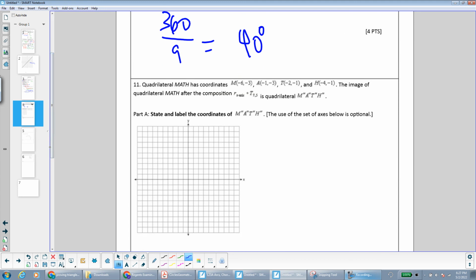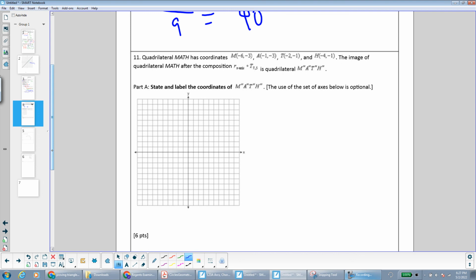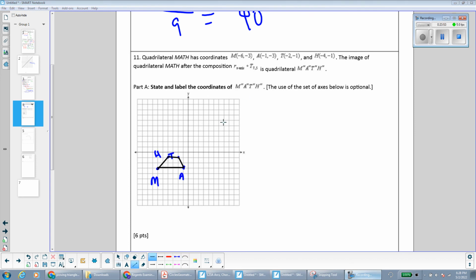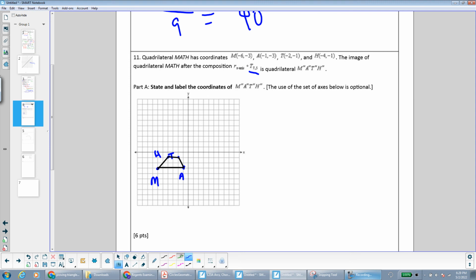Okay. For the next one, we need to translate each of the points and then reflect them. So I'm just going to do it graphically. So let me pause the video so I can graph them. So first we're going to be translating, because remember, what comes first goes first when we're talking about transformations. So first we're going to be translating each of the points 7 units to the right and 5 units up.